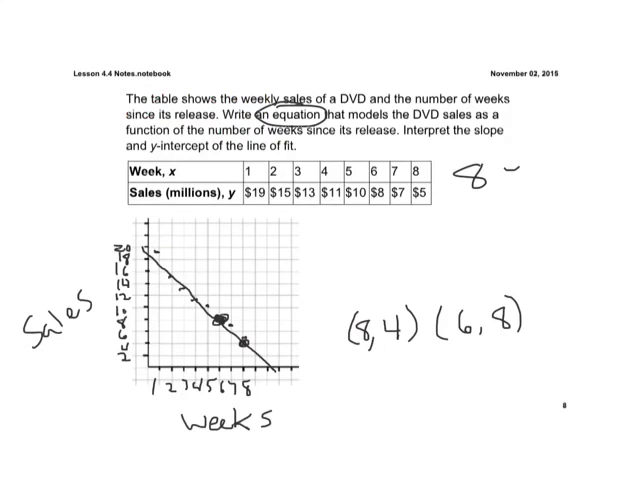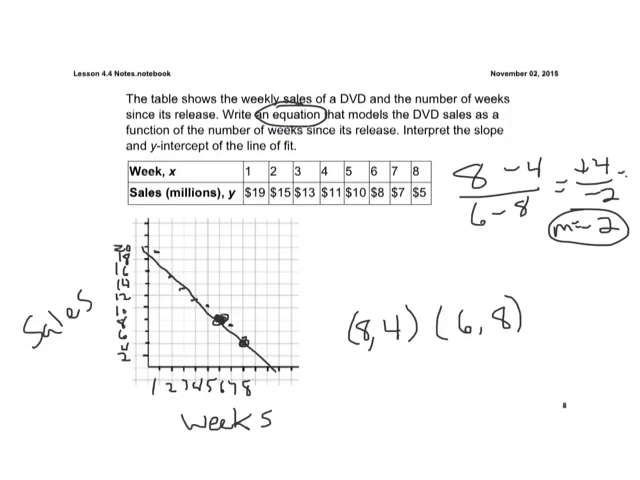So we have 8 minus 4 over 6 minus 8. And what we get there, we get a negative 4 over a negative 2, which we know simplifies down to... oh, that's why that's wrong. That should be a positive 4. That simplifies down to a negative 2. Our slope, our m, is a negative 2.